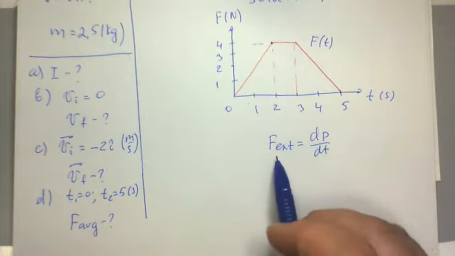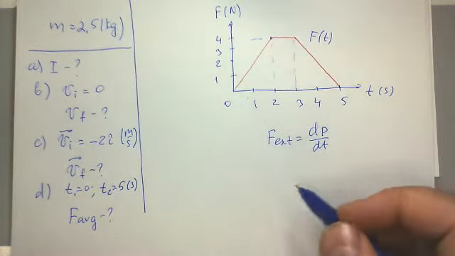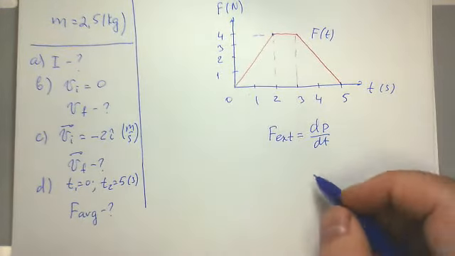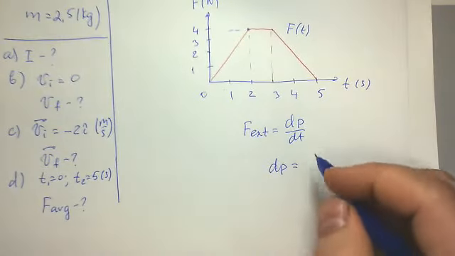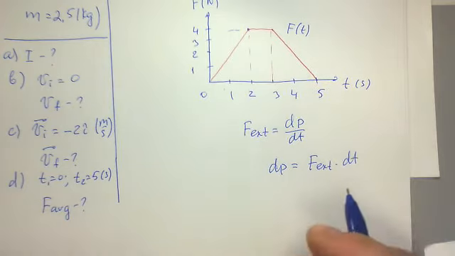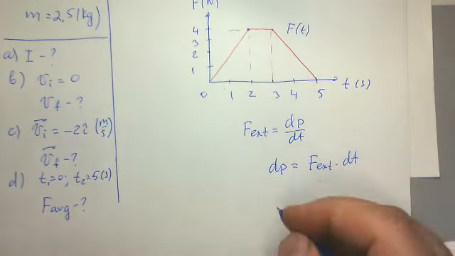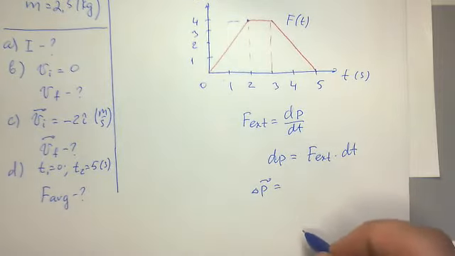So the change of momentum is caused by the external force. Now the system is not isolated. There is some external agent acting on the particle or on the object. So from that, we can say that the small change of the momentum, just from this equation, equals the external force times dt.